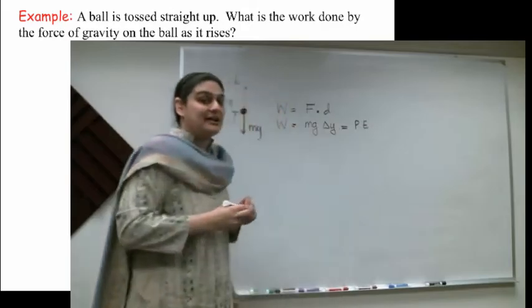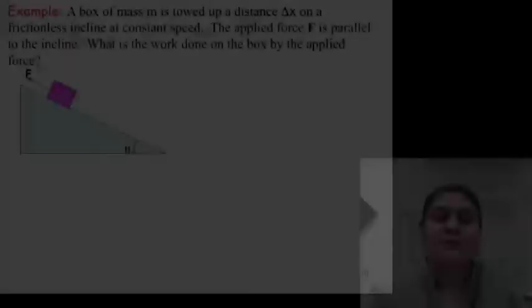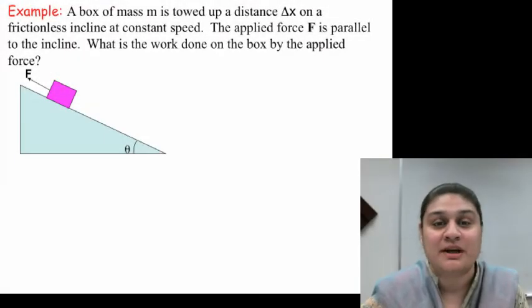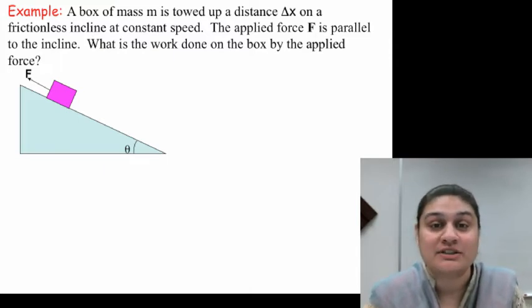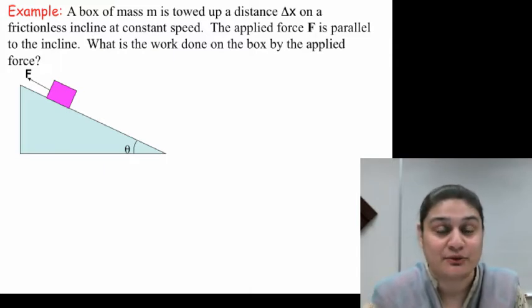And we will talk about that when the next lecture comes. So now let's do another example. A box of mass m is towed up a distance delta x on a frictionless incline at constant speed. The applied force F is parallel to the incline. What is the work done on the box by the applied force?